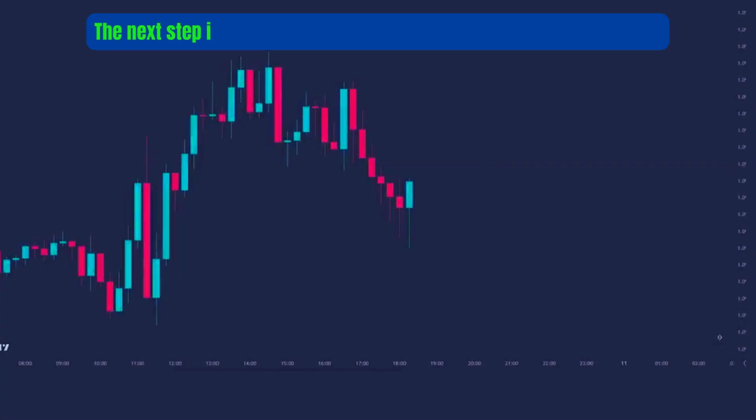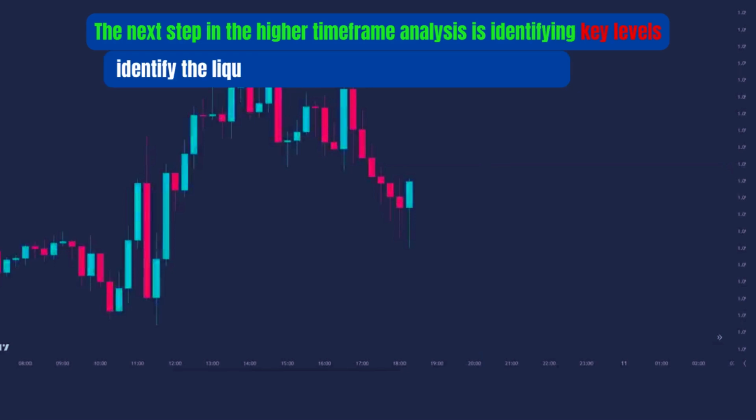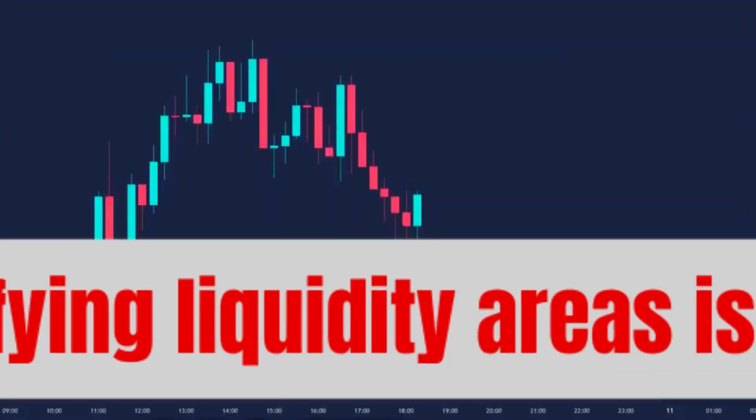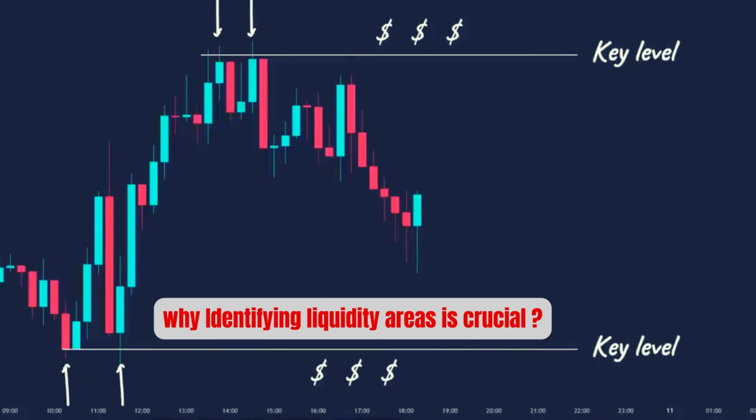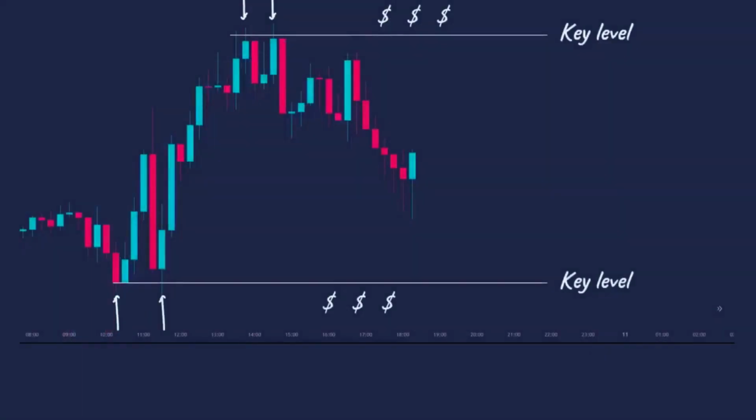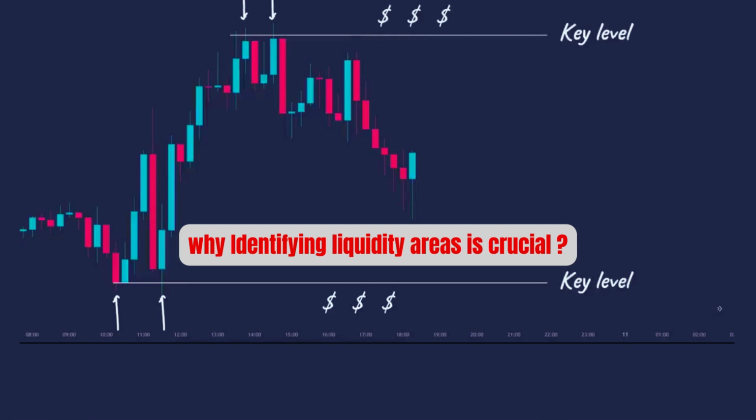The next step in the higher time frame analysis is identifying key levels. We do this to identify liquidity areas and potential reversal points, our higher timeframe targets. We consider traditional support and resistance levels as liquidity areas, especially equal highs and lows or multiple rejections, which are critical liquidity zones. Identifying liquidity areas is crucial because they influence price movements.